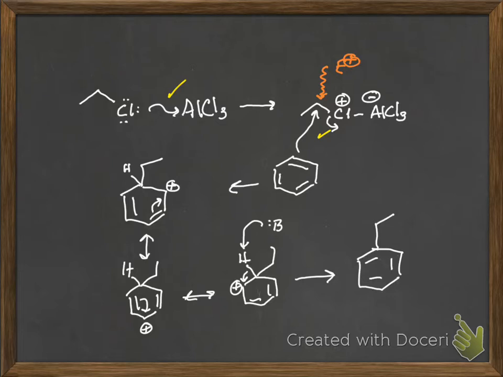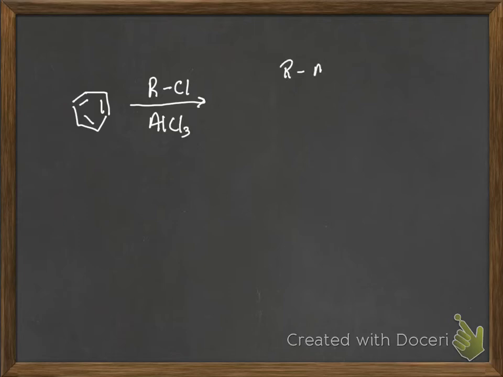Okay. This will work well for, let's generalize it this way. The alkyl chloride and aluminum trichloride. This will work well when R is a methyl group, when R is ethyl. It also works really well when R is a tertiary carbon group.